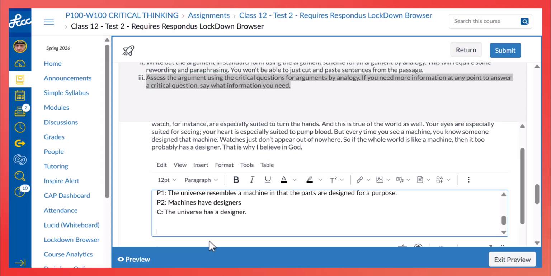All right, evaluating this. Well, this could be a whole class. Heck, I've seen people spend whole semesters talking about the argument from design, but we're not going to do any of that. We're just going to try and keep this quick.